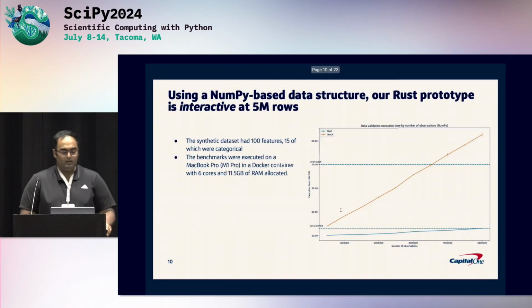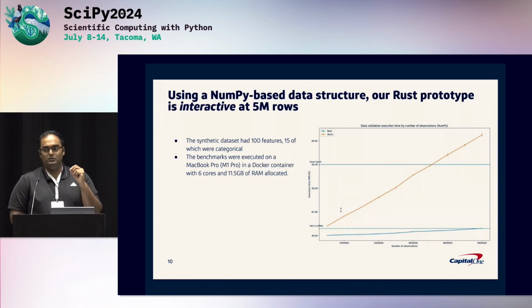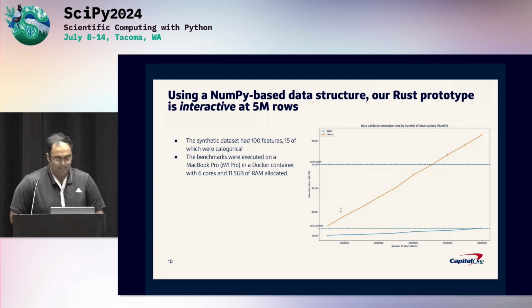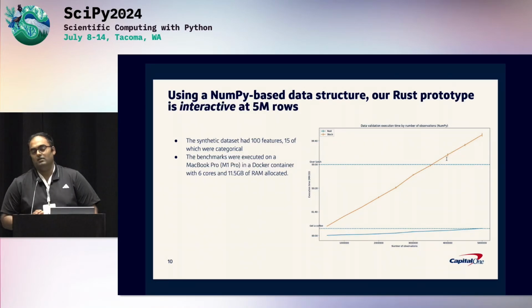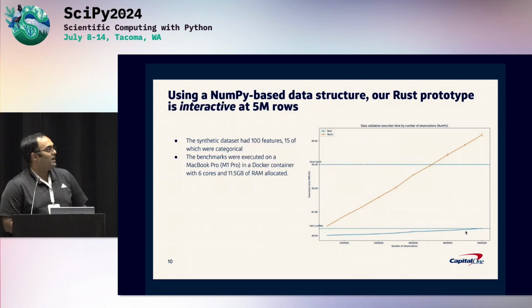Using a NumPy-based data structure, a dictionary with the keys being columns and the values being NumPy arrays, we're able to write a Rust prototype using the NumPy crate that is significantly more performant than our stock package. It's probably hard to see, but this line is our stock. Okay, the Rust stuff's going to look pretty good. If you can't see the legend, just assume the Rust stuff is the faster one. This is our stock package, and this is the Rust prototype using, again, a NumPy-based data structure.